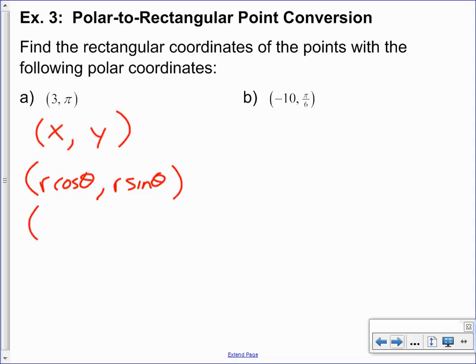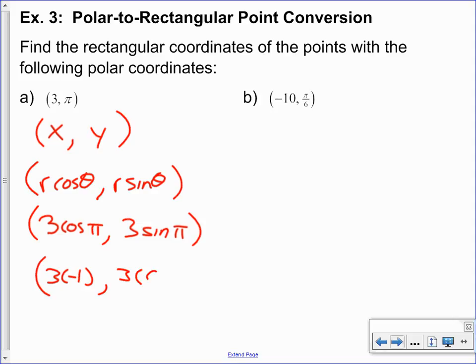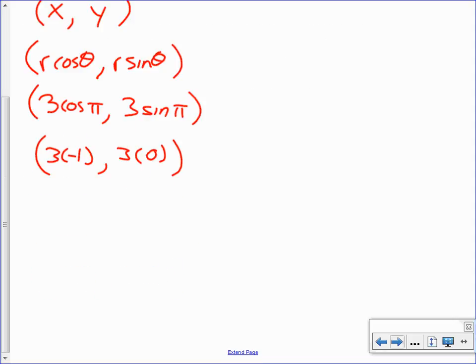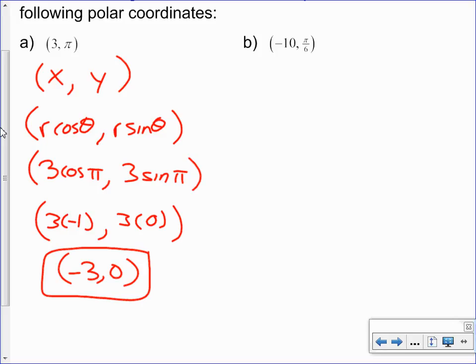So, r is 3, cosine pi, and then 3 sine pi. What's cosine pi? Negative 1, so it's 3 times negative 1, comma, 3 times 0. So negative 3, 0 would be where it's at. So if you were to graph this polar, 3 comma pi would be the same thing as negative 3, 0. Does that make sense? Let's think about where it's going to be. That's negative 3, 0.